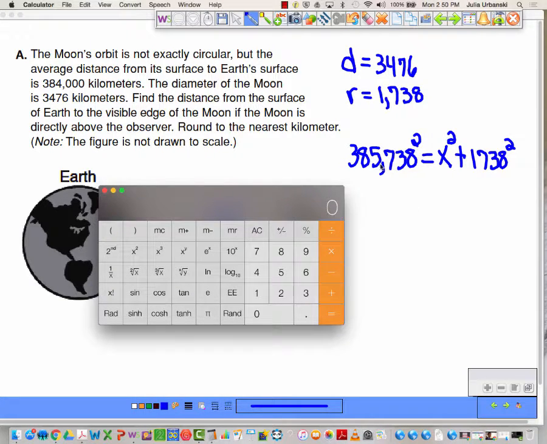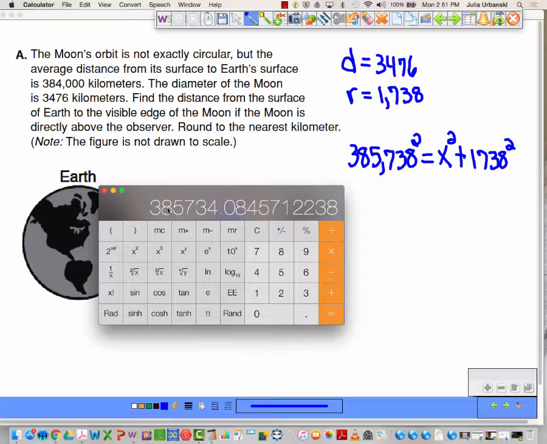Okay, so since this is the hypotenuse, I'm going to start off with that one. 385,738 squared. And from that, I'm going to subtract this one because there's an equal sign in between them. So minus 1738 squared. And I'm going to hit equal, so it will finish subtracting. So I now have x squared equals this, but I want x. So I'm going to take the square root of that, which would be the opposite.